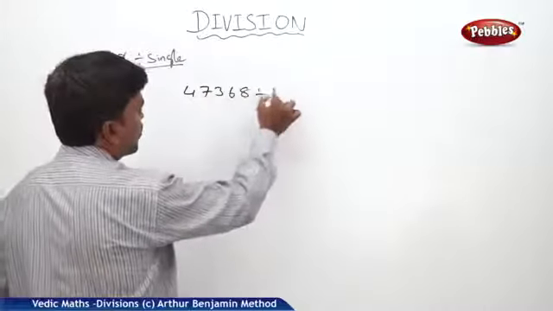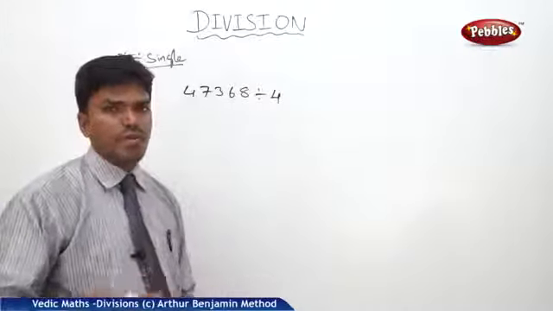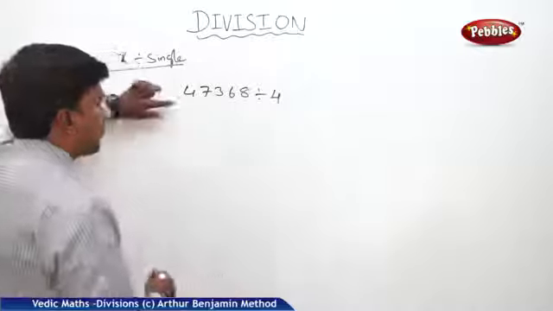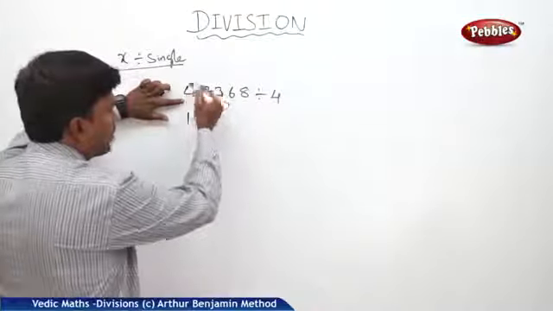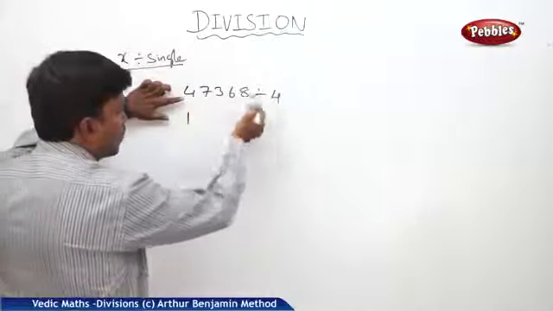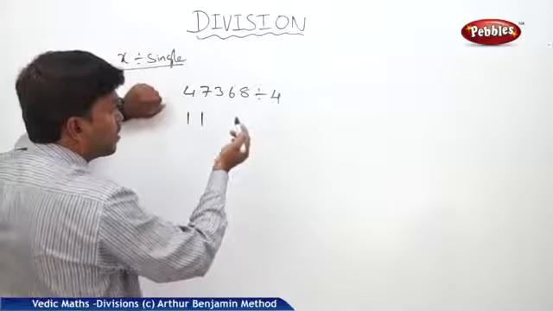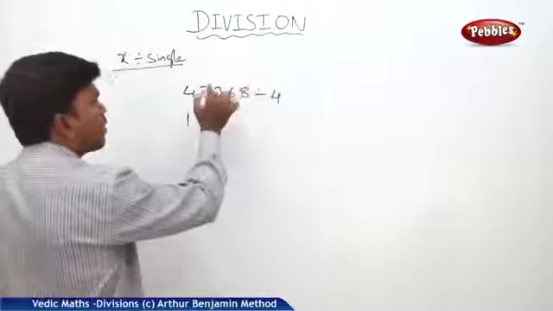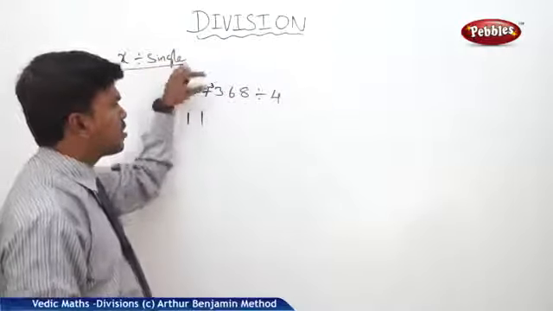47368. I want to divide it by 4. Anyhow, we'll start from the left side. So 4, how many times does it go in 4? 1 time. Next, the remainder is 0. Now 7, how many times does 4 go in 7? 1 time. 4 ones are 4. What is the remainder? 7 minus 4 is 3. Put that remainder before the next number, just above the top.